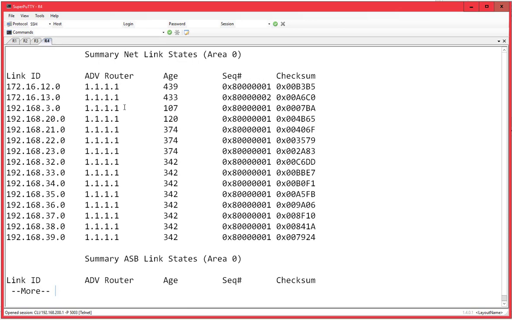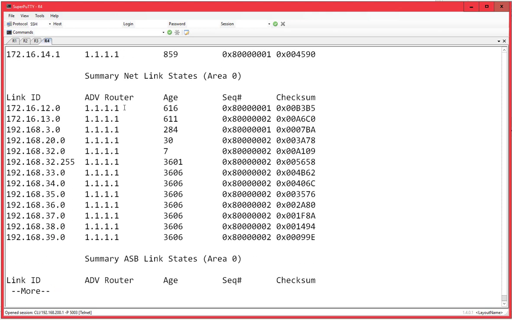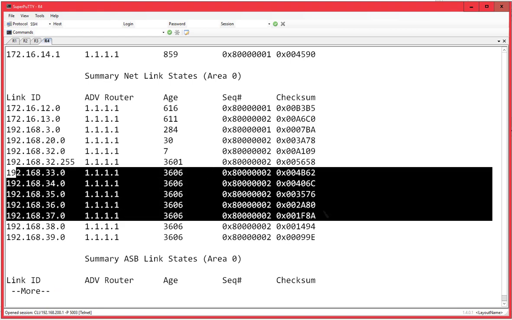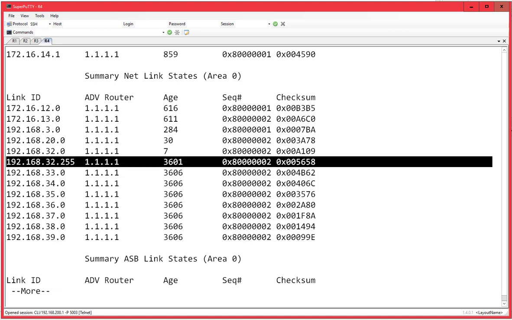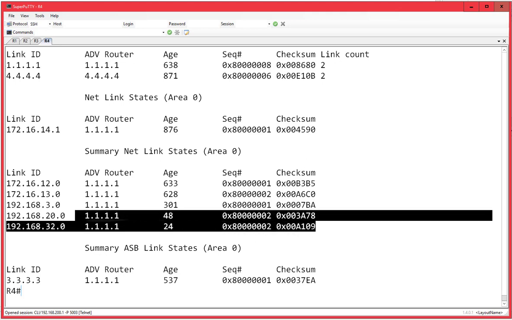Now if I go into router number 4, I look at my database again, you will see that my summary netlink states didn't change. Why not? This one changed. Why did the other one not change? Still seeing 33, 34, 35. Interesting. Yeah, it could be time. Let's take a look. Ah, there we go. Yeah. We were still converging. OSPF is so slow. I'm kidding. It's pretty fast. All right, 20.0 to 32.0.